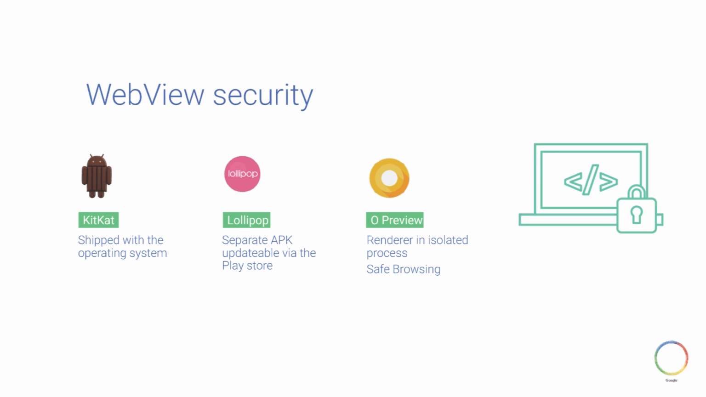So we were now able to update it through the Play Store and push updates to our users out there. And now, in Android O, we have taken this a step further again. Here, we are now separating the rendering processes from your application. So if you're using a web view and the web view rendering process is compromised in some way, this doesn't mean that your application process is compromised as well.